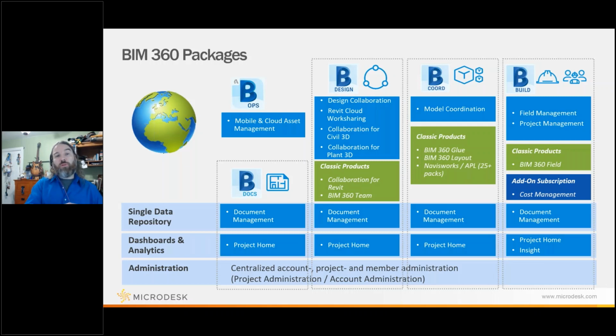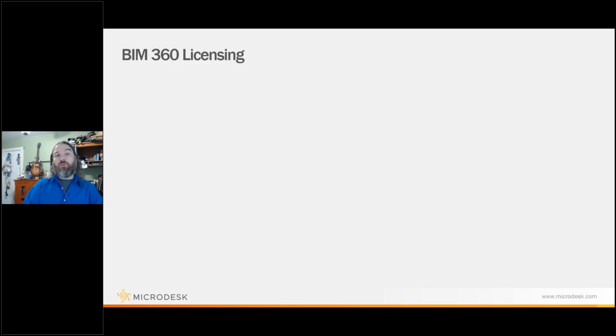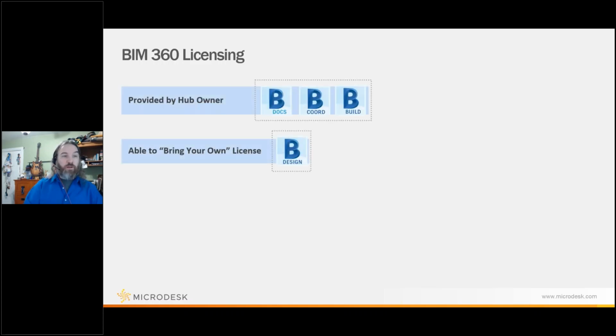Typically after we've worked with a client and made sure that we understand what their needs are and they're getting the right tools for that, the next thing is typically finding out, okay, how many seats do you need? And that's where a lot of the questions tend to come in with regards to licensing. The licensing for the main BIM 360 packages breaks up into two things. You've got the seats that the owner of the hub has to provide, and you have the seats where you're able to travel or bring your own license.